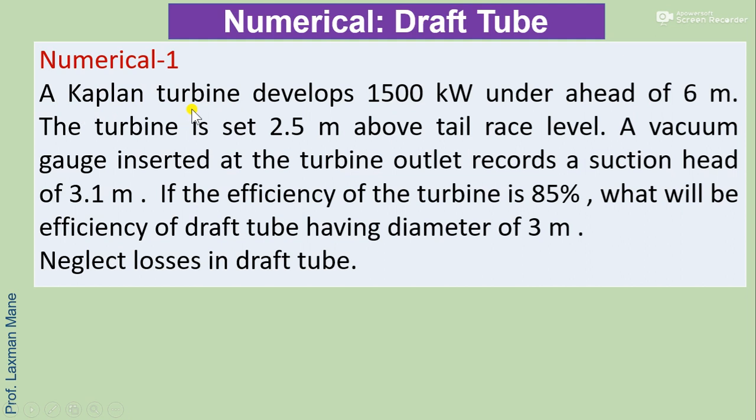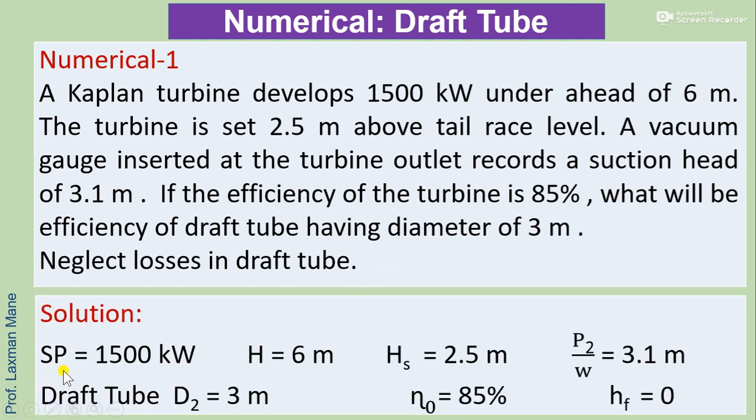First numerical, a Kaplan turbine develops 1500 kW under a head of 6 meter. The turbine is set 2.5 meter above tail race level. A vacuum gauge inserted at the turbine outlet records a suction head of 3.1 meter. If the efficiency of the turbine is 85%, what will be the efficiency of draft tube having diameter of 3 meter? Neglect losses in draft tube.